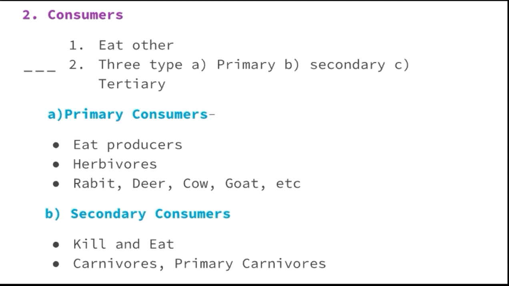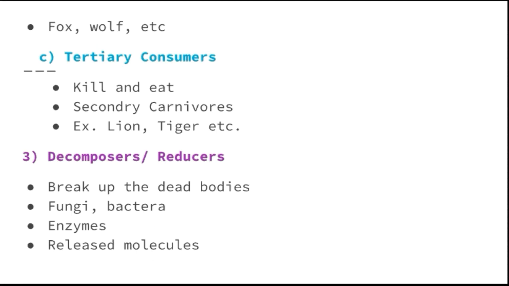Next, the third one is the tertiary consumer. Tertiary consumers kill and eat the secondary consumers. They are called secondary carnivores. They kill and eat the secondary consumers, so we call them secondary carnivores. For example, lion and tiger are the main and important examples of tertiary consumers.